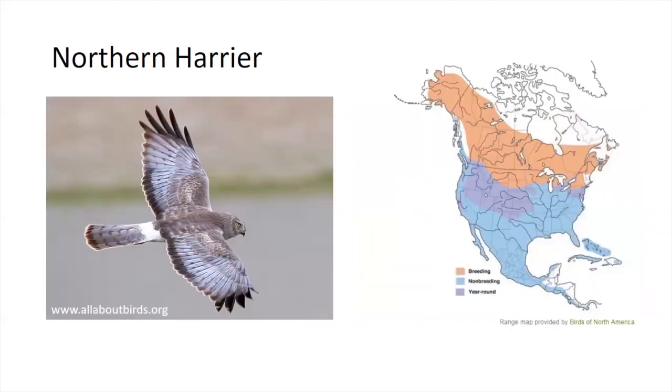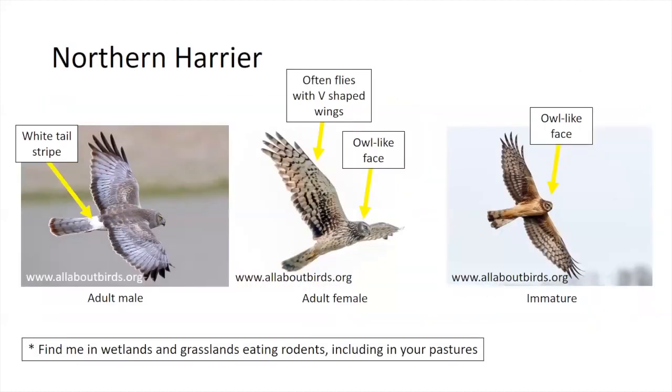Next is northern harrier. And talking about the wing shape cue, the northern harrier's wings are a lot thinner and their tail is a lot longer. And the best way to identify the harrier is that they have a white tail stripe. They also have a face that looks like an owl, and the reason for this is that they hunt for rodents using sound in the same way that owls do. And they're usually in wetlands or grasslands where they eat tons of rodents, and they're oftentimes in the pastures where they can help with that rodent control.